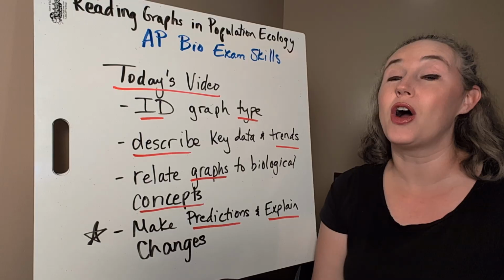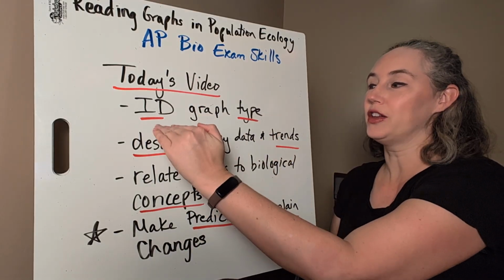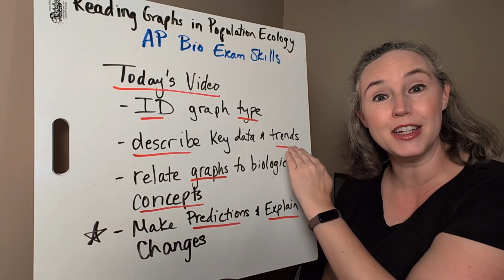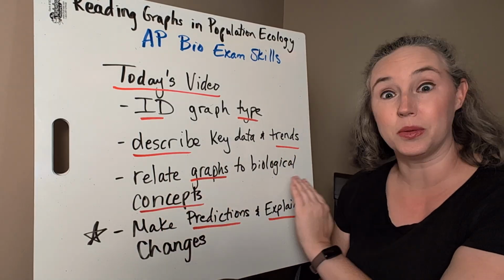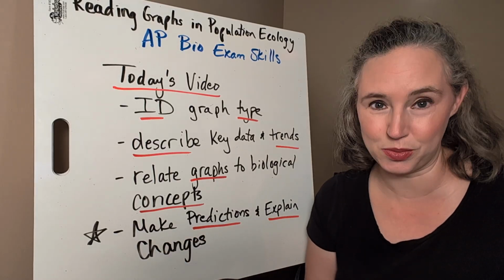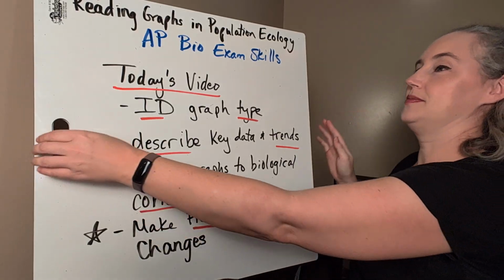Today we're going to be focusing on reading graphs in population ecology. In today's video, we're going to learn how to identify graph types and shapes, describe key data and trends, relate graphs to biological concepts, and most importantly, make predictions and explain changes. Big point earners on FRQs.